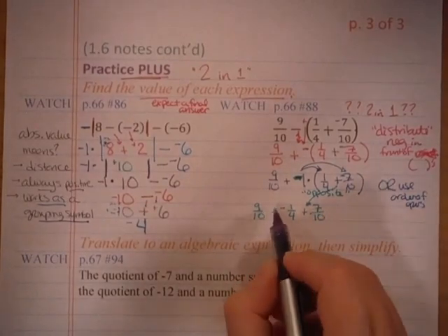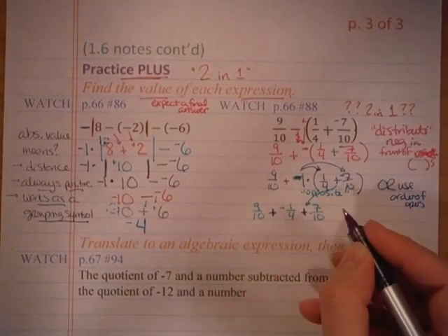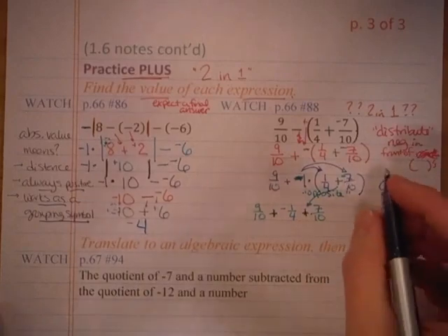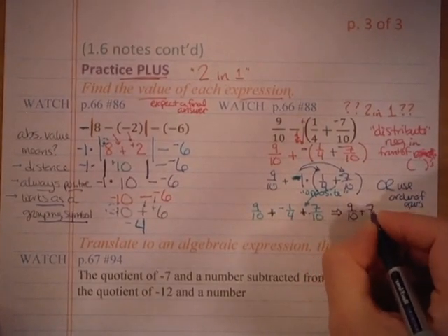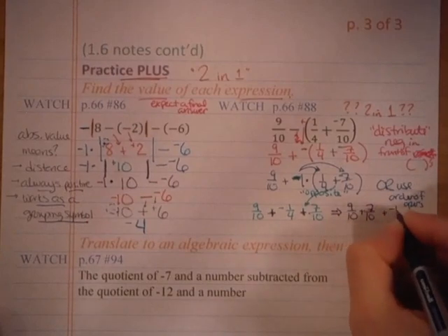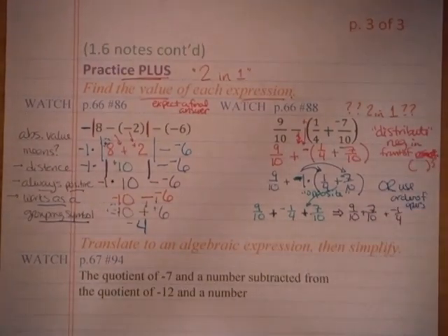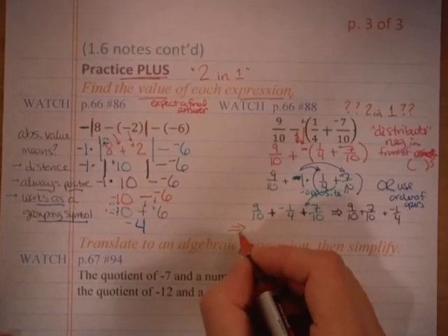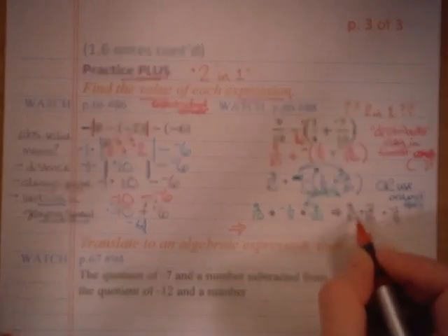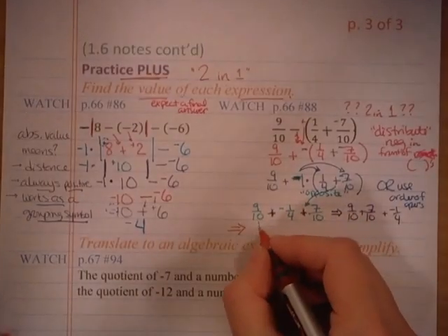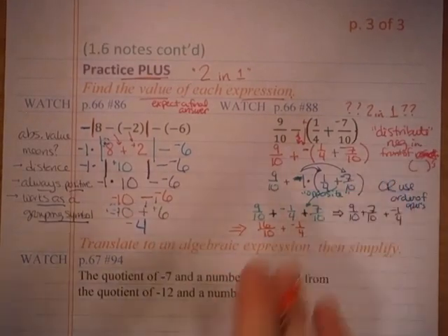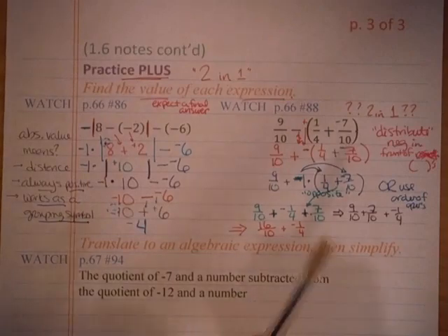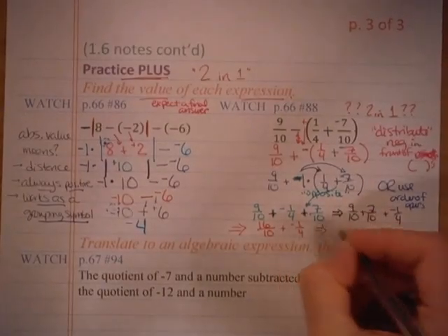Now what I've got here is all addition, and that lets me regroup and reassociate. So I can rewrite this as 9/10 plus 7/10 plus a -1/4. And what that gets me to here is these already have common denominators. 9/10 and 7/10, that's 16/10 plus a -1/4. No need to reduce yet. We'll just go ahead and get to least common denominators.